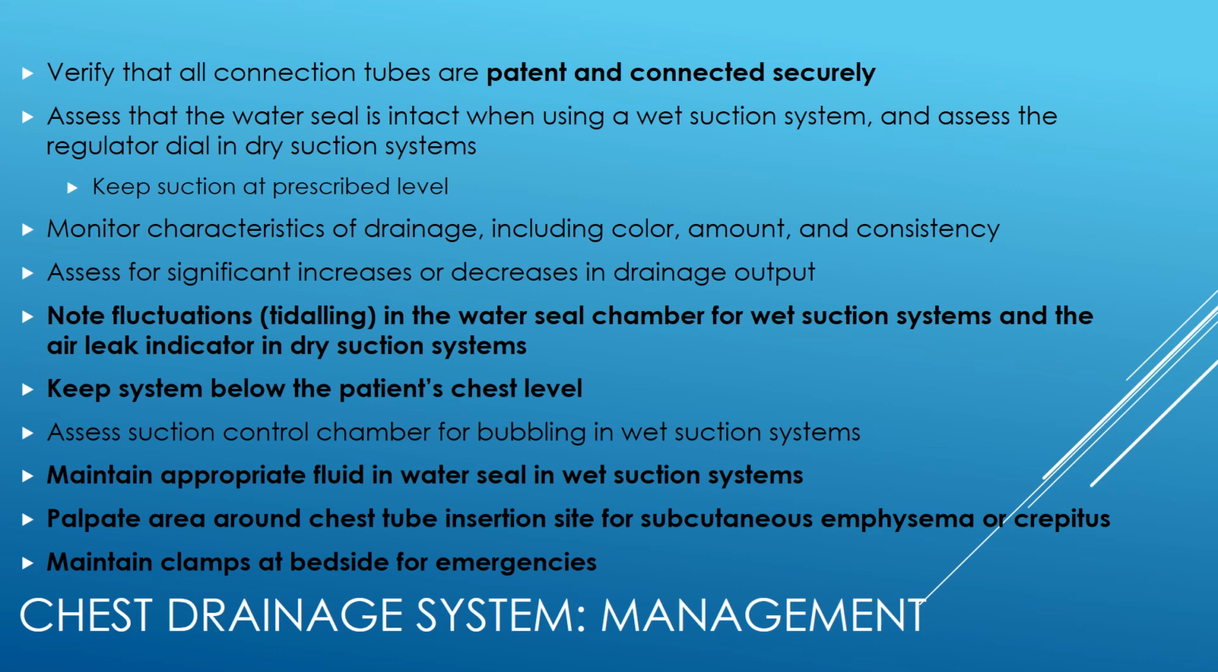Assess for the fluctuations or tidaling. So remember, that's in the water seal chamber, so chamber B. And with the fluctuations, the patient's going to breathe in and out. When they breathe in, that little ball will travel up the B chamber. And when they breathe out, it'll just fall right back down the B chamber. So that is normal. That means the chest tube's working normally.